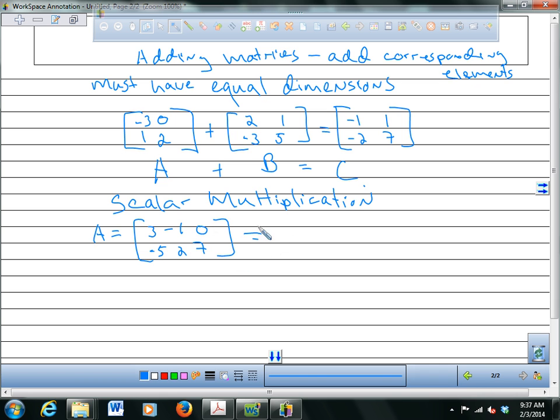Then 2 times A, which is what I get if I multiply by a scalar, is going to be equal to 2 times 3, which is 6, 2 times -1, which is -2, 2 times 0, which is 0, 2 times -5, which would be -10, 2 times 2, which is 4, and 2 times 7, which would be 14. So that's scalar multiplication. You just multiply each one of the elements by whatever that scalar number is.